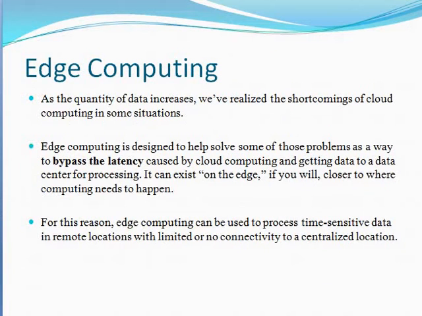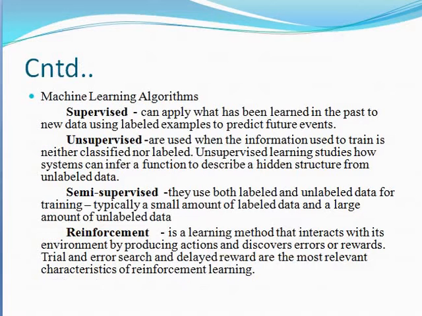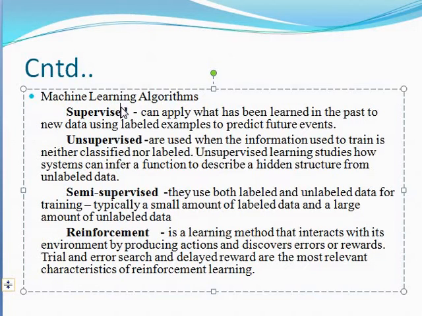And then there are many machine learning algorithms: supervised, unsupervised, semi-supervised, and reinforcement. What is a supervised machine learning algorithm? The machine learns from past data to predict future events. The supervised learning algorithm uses labeled data, so it can predict future events with the help of its past experiences. The unsupervised machine learning algorithm is used to describe the hidden structure from unlabeled data.